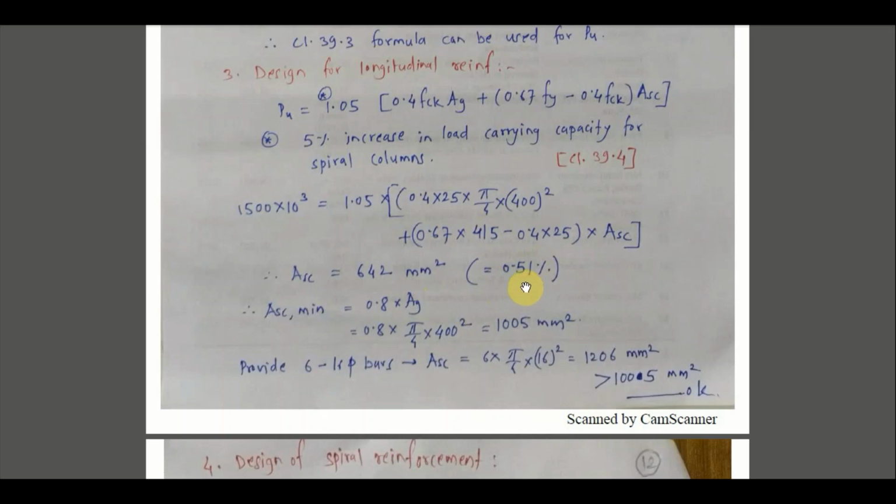इसका percentage of steel है 0.51%. But minimum percent of steel हमें provide करना है 0.8% of gross area of the concrete. So 0.8% से आ रहा है 1005 mm square. So we have to provide 6 minimum bars. So let us see 6 bars of 16 mm diameter कितना आ रहा है 1206 mm square. So it is more than 1005 mm square. Okay. So vertical reinforcement, no issues. Only difference is this 5% increase we have to remember.